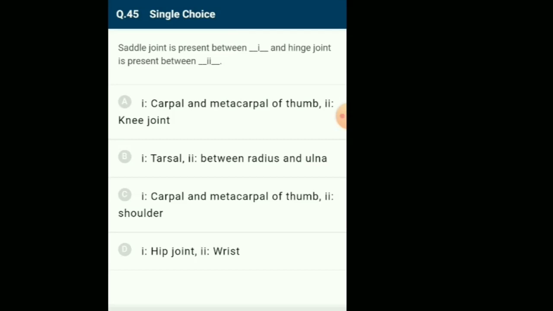Ball and socket joint is found in shoulder. Gliding joints are found in wrist bones. So the answer for this question is option A. Saddle joint is present between carpals and metacarpals of thumb. Hinge joint is present in the knee joint.